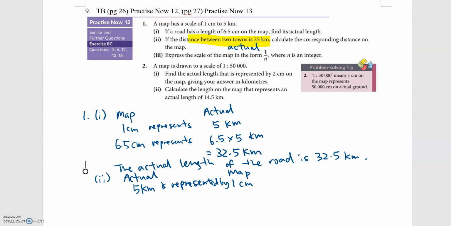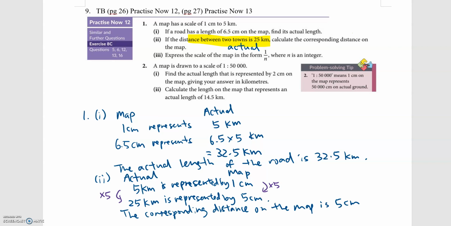Then I have 25 kilometers. Okay, now I can see quite clearly that this is just multiplied by 5. So I will just do the same for the other side. For questions where it's not so straightforward, what is the scale factor? I would change the 5 kilometers to 1 kilometer first before changing it to the desired amount that I want. So for this, 25 kilometers is represented by 5 cm on the map. So I'll write down and answer the question.